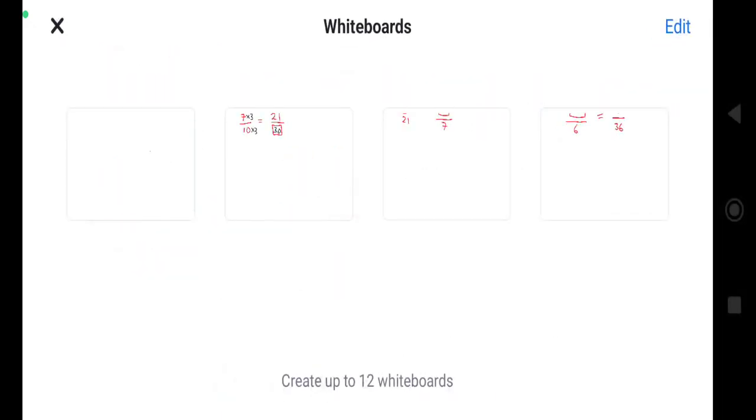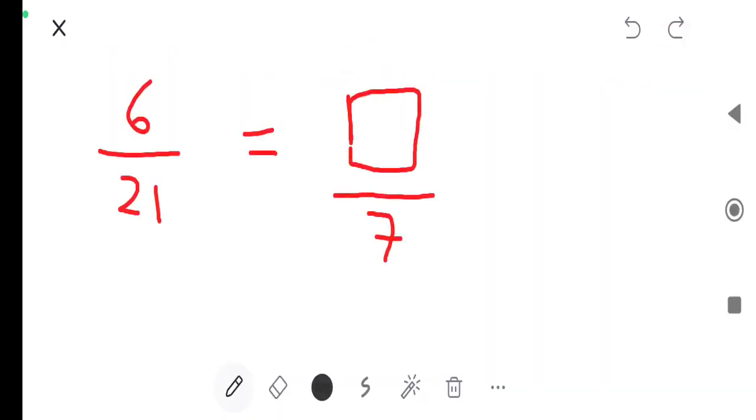Now if we move on to the next one, if you look at it very well, the numerator here is 6. This numerator is not given. It means that the numerators are not complete. Because they are not complete, you can't start from the numerator. You will rather start from the denominator. The denominator here is 21. The denominator here is 7.